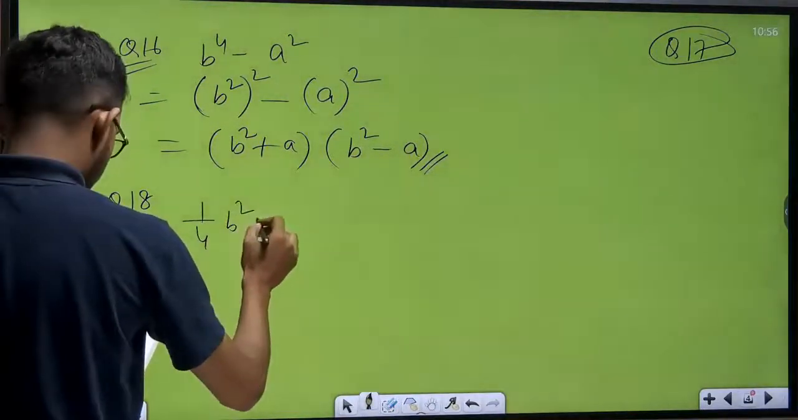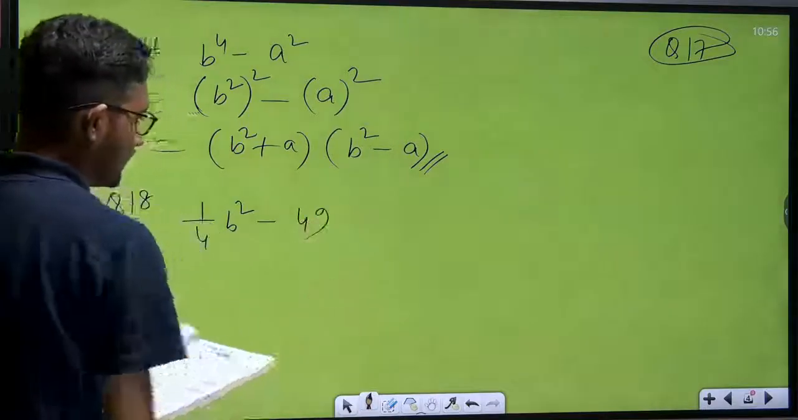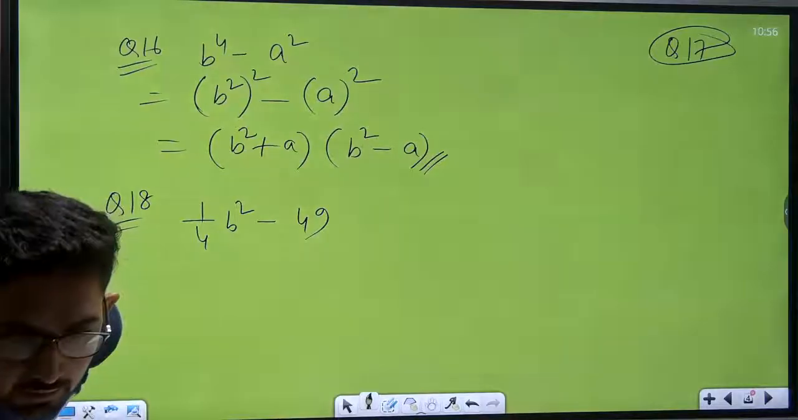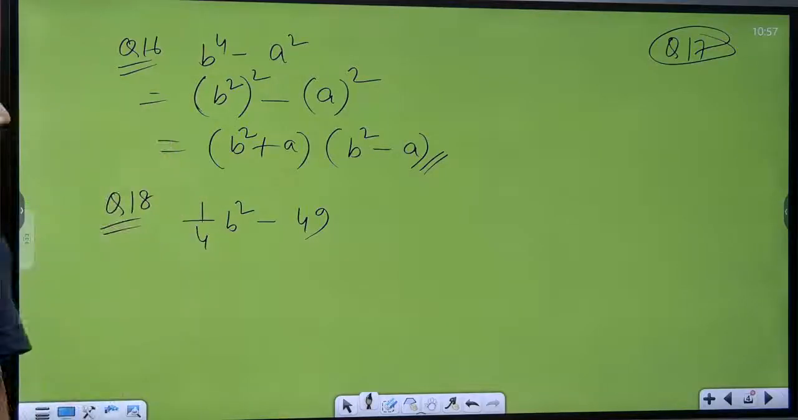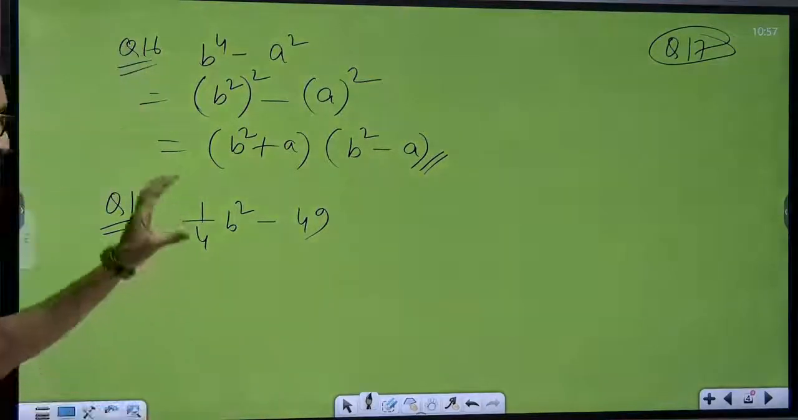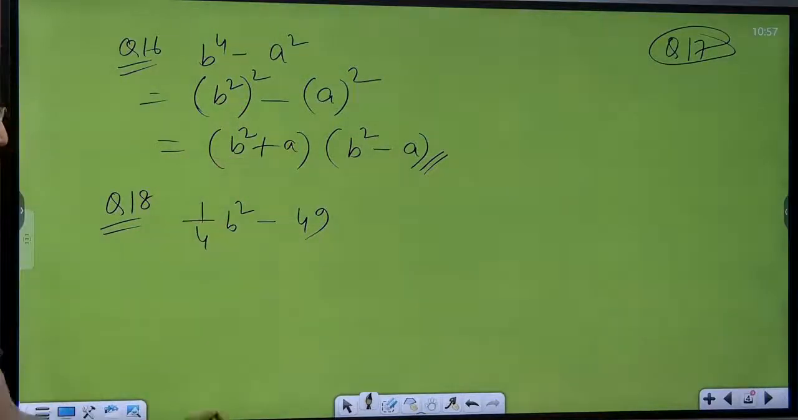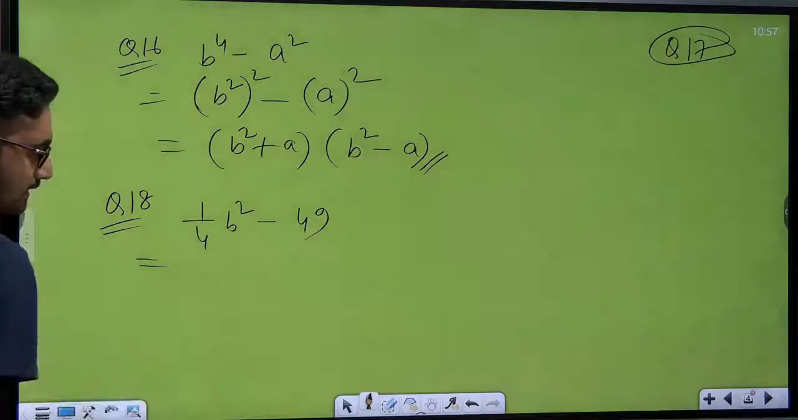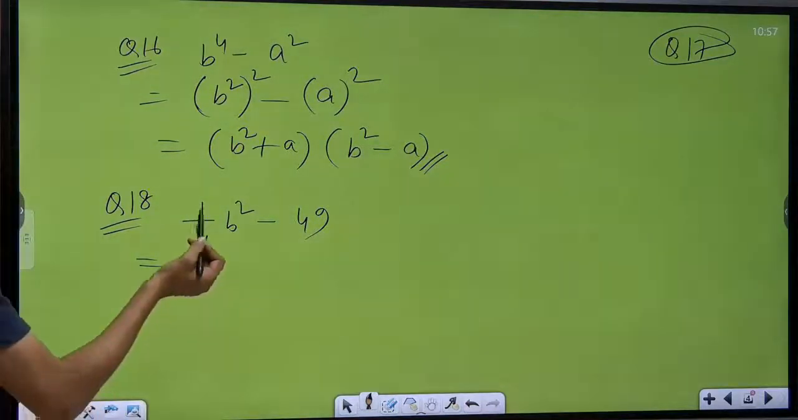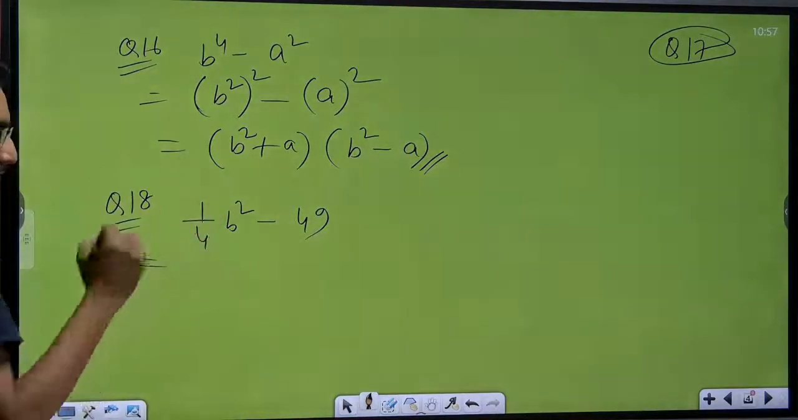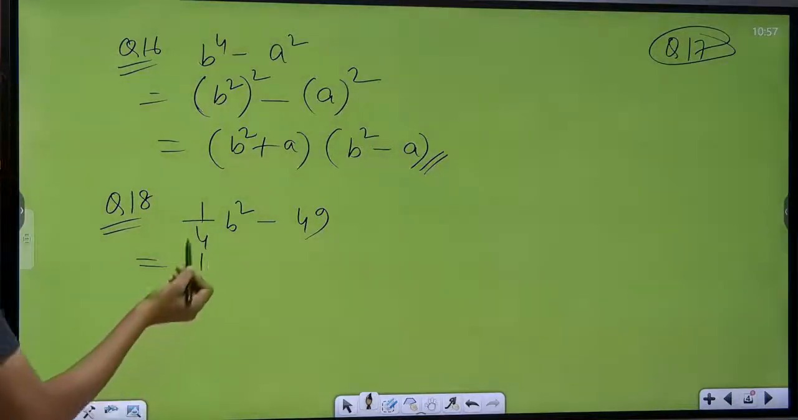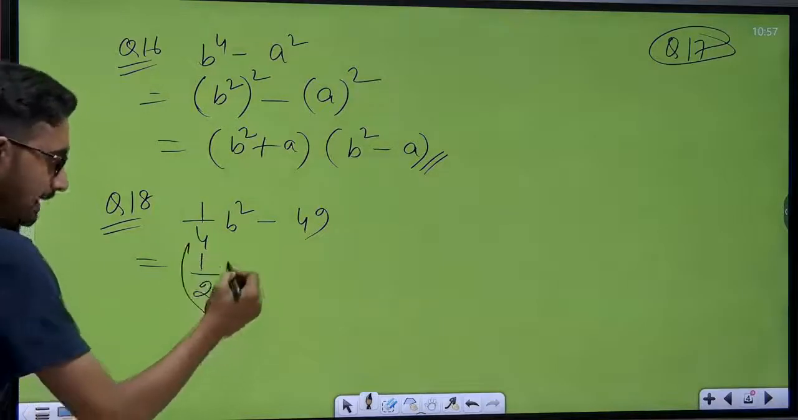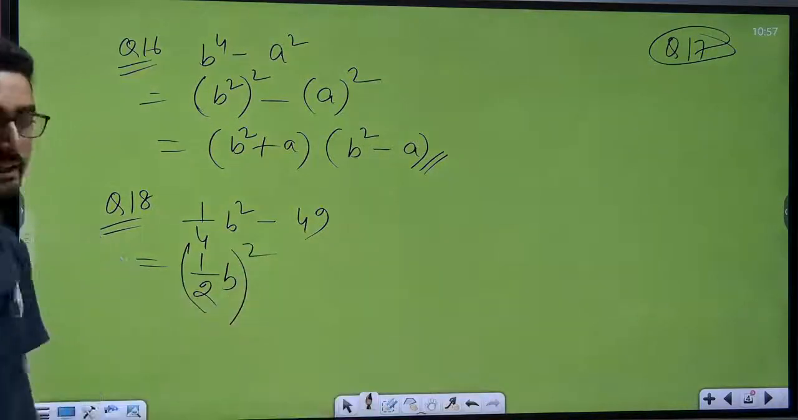1 upon 4 b square minus 49. Yes students, first of all solve this question. Think all of you. So actually here 1 upon 4 b square minus 49. So here 1 upon 4 b square is there. So how will we solve the question? Think all of you. 1 is which number's square? 1 only. 4 is which number's square? 2 and b. So this complete bracket, give it and give the square. Check it here again one time.